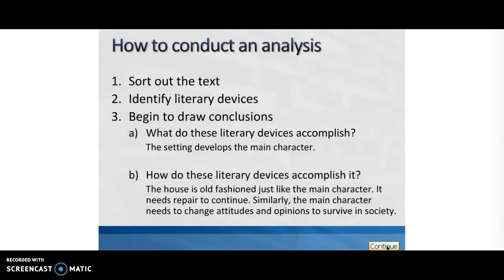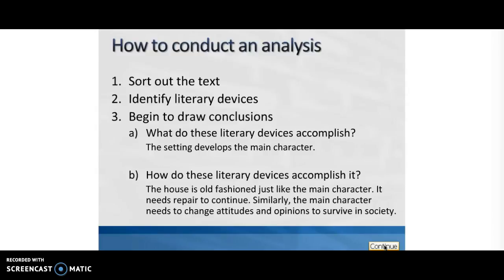Okay, you've sorted out the text, you've figured out what the plot is, you've identified the literary devices, and now you start to draw conclusions about the text. There are two main questions that you might ask to help you focus on what these literary devices are doing and how they accomplish the task. For example, in the short story A Rose for Emily, Emily's house symbolizes her character, so the literary device is a symbol. What does this symbol accomplish in the text?